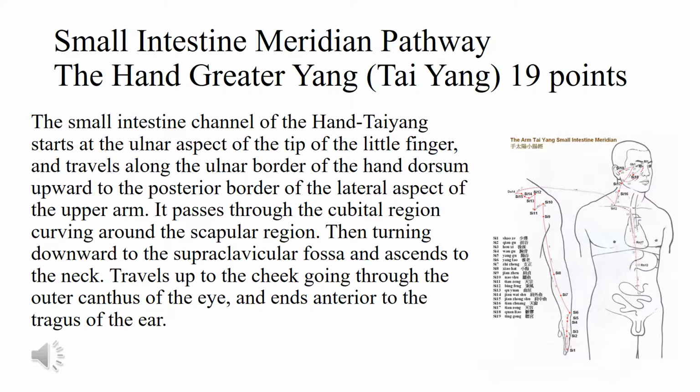16, we already talked about when we went over the stomach channel. Remember, we talked about the ones that were level with the Adam's apple. So 16 is the one that's posterior to the SCM, Adam's apple level. We already talked about that. Mostly just local functions, throat.